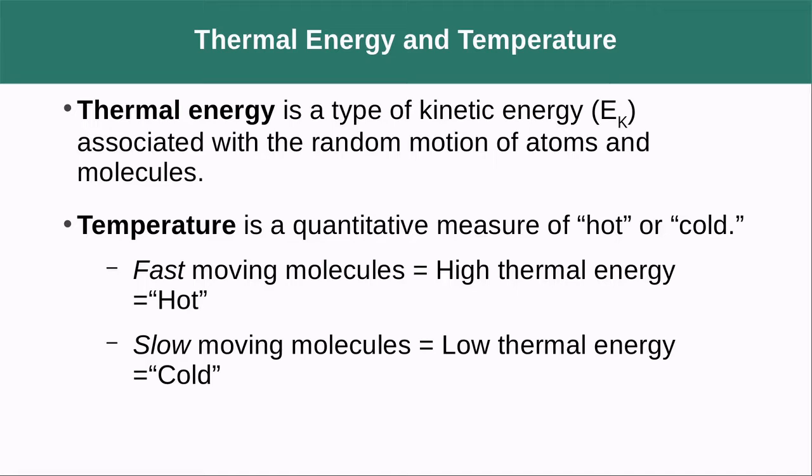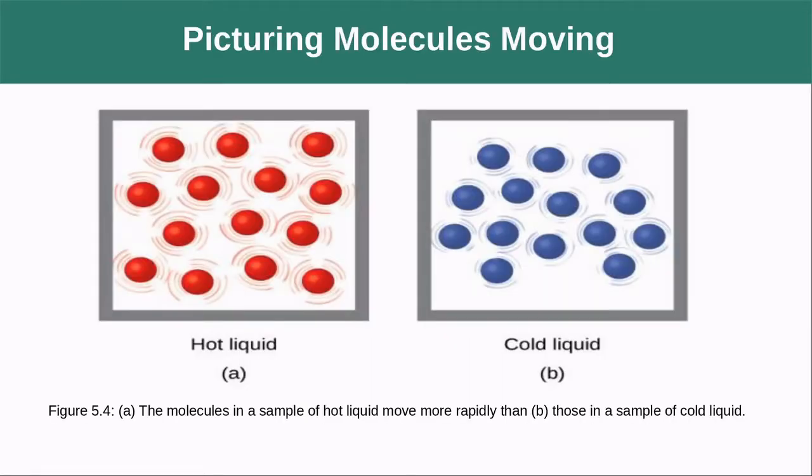So thermal energy is a subset of kinetic energy, and it's associated with the random motion of atoms and molecules. Temperature is the quantitative measure of this thermal energy. And basically, if something is hot, it means it has high thermal energy and the particles are moving really fast. Whereas if it's cold, it has low thermal energy and the particles aren't moving very much.